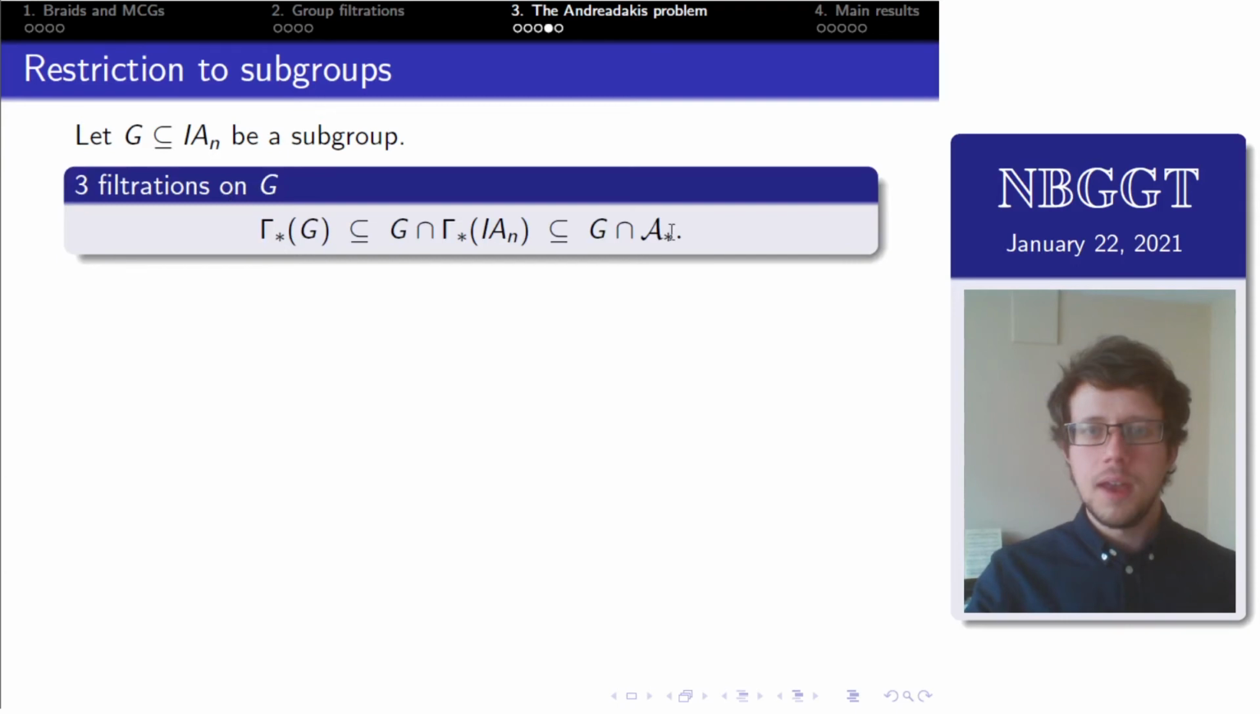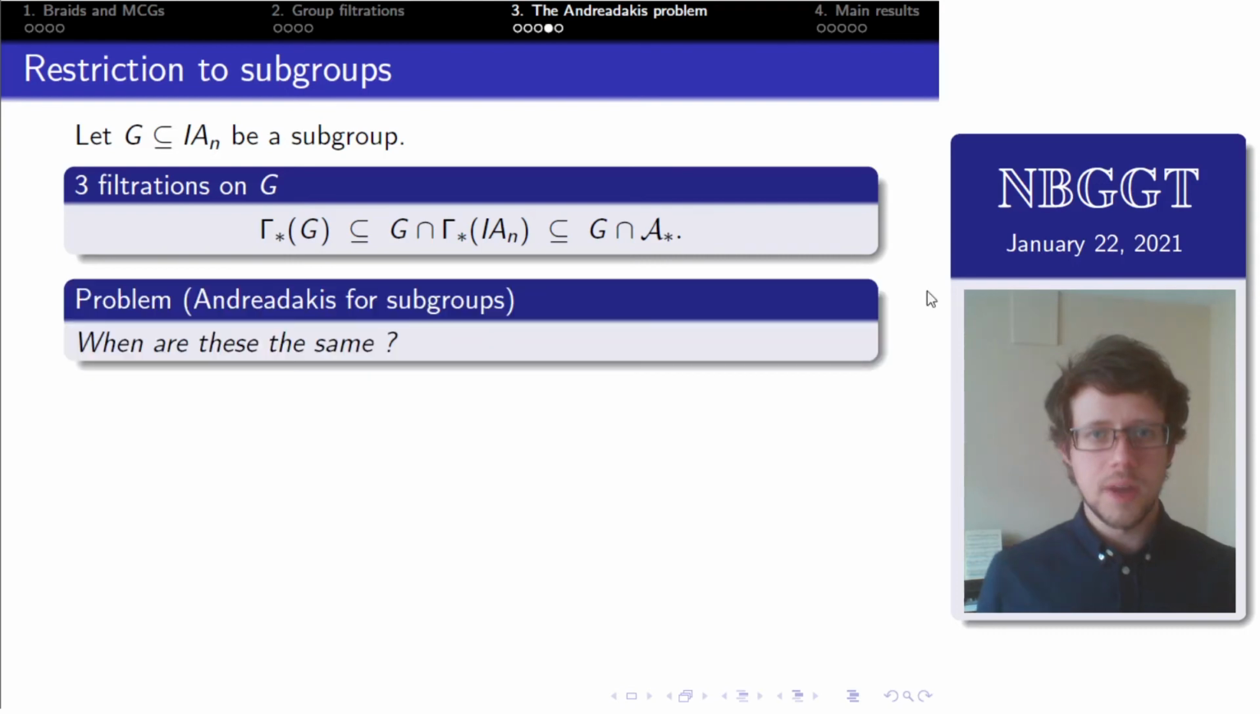We get a filtration on the restriction of the Andreadakis filtration, the restriction of the lower central series of IAn, and then we get inside them the minimal filtration on G, which is its lower central series. So the question is, when are these filtrations equal? And the answer is not always. Obviously, if you take very simple subgroups like cyclic groups, then you will find counterexamples right away.